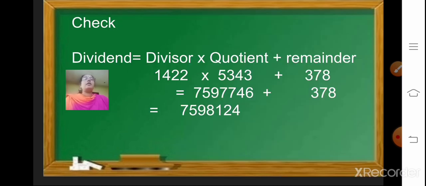Okay, now how do you check? The same formula is for checking the division sum. Dividend is equal to divisor into quotient plus remainder. Now divisor into quotient you have to multiply, and to that product you will add the remainder, and when you add the remainder you will get the answer as your dividend.